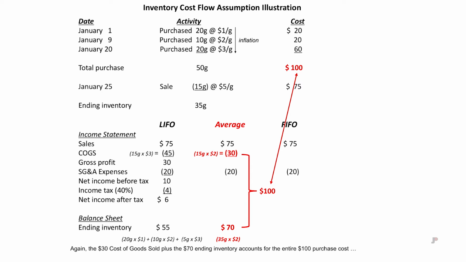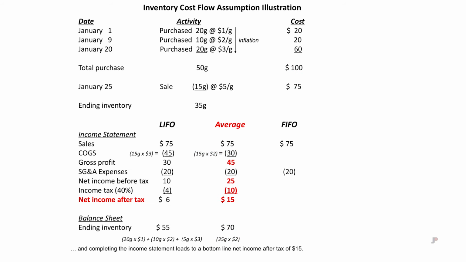Again, the $30 cost of goods sold plus the $70 ending inventory accounts for the entire $100 purchase cost. And completing the income statement leads to a bottom line net income after tax of $15. Note that under averaging, both ending inventory and net income are higher than under the LIFO assumption.